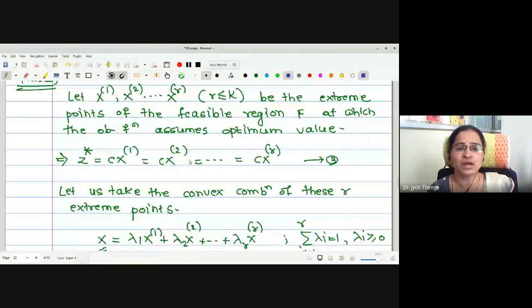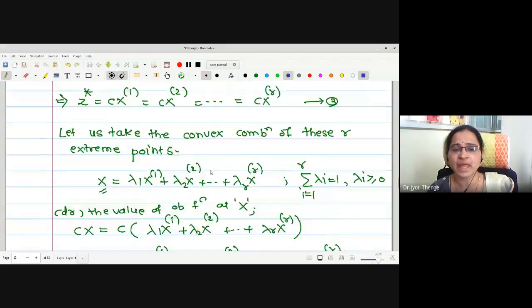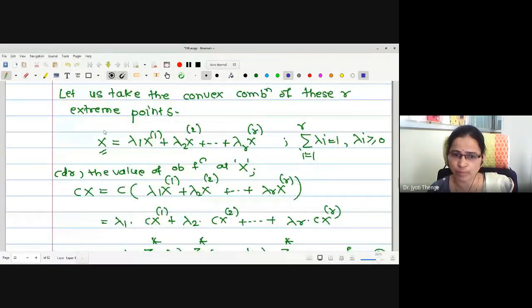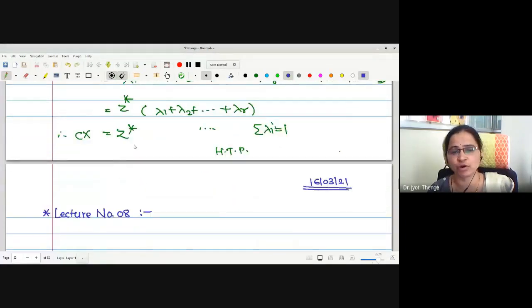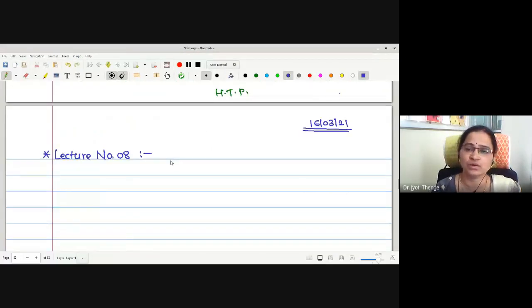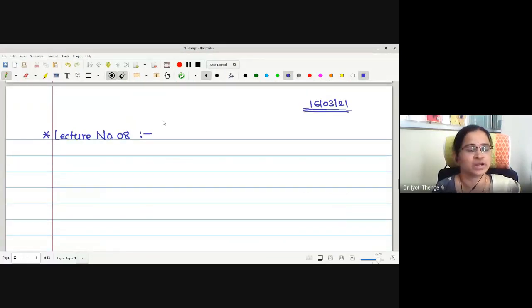In the second part, considering some r extreme points at which the value of the objective function is optimum, we took the convex combination of these r extreme points, say x, then we found the value of the objective function at this x, which is cx, and which we proved to be equal to the value at the extreme point. Hence, we have proved both the fundamental theorems of linear programming problem.